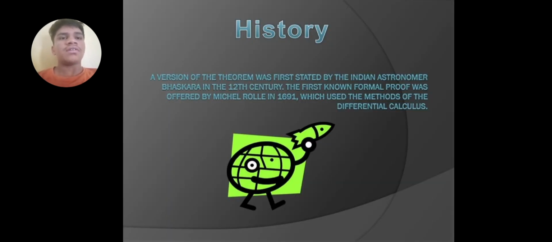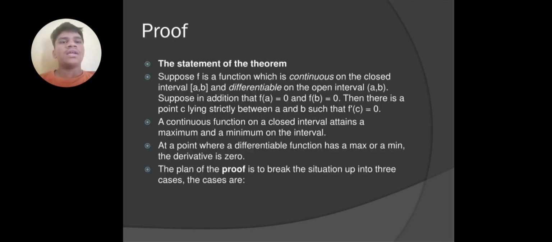History. A version of Rolle's theorem was first stated by the Indian astronomer Bhaskara in the 12th century, and it was later known in all forms by Michel Rolle in 1691, which uses the methods of differential calculus.